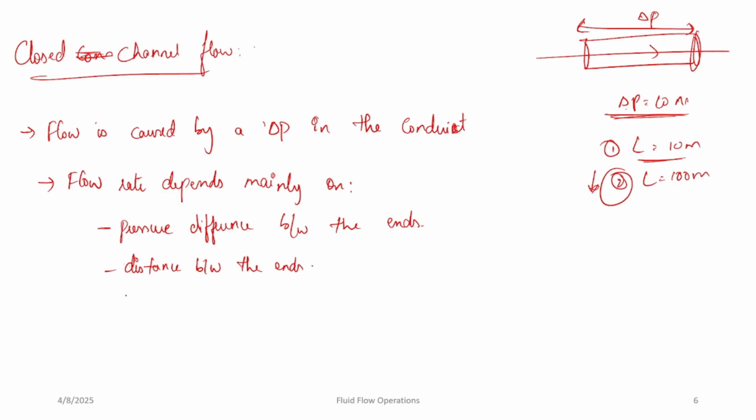Okay. And we also know that Q is equal to VA, that is, flow rate is equal to velocity into area. So if you are increasing the velocity, what happens to the flow rate? This should be constant, right?